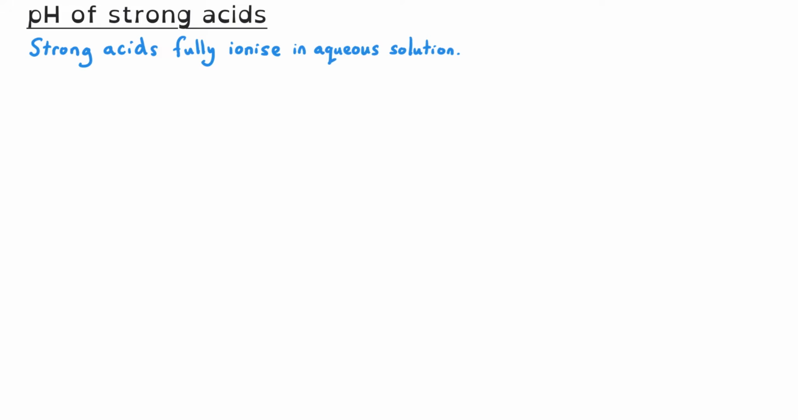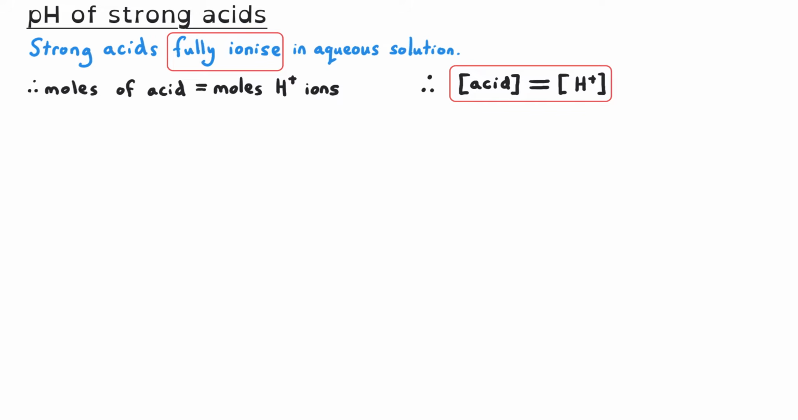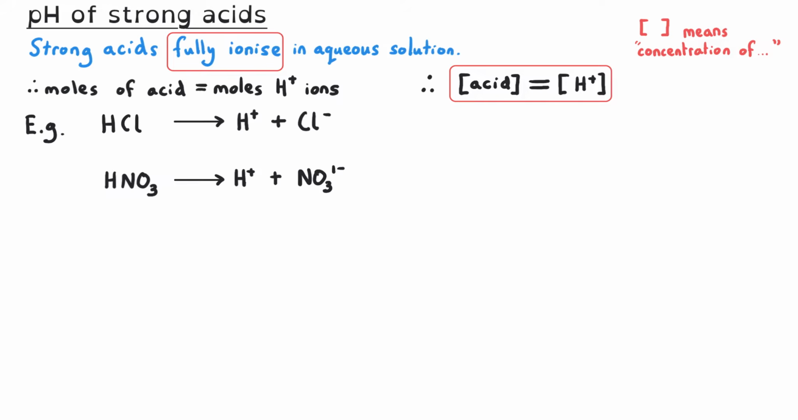Since strong acids fully ionize in solution, this means that the moles of acid in that solution will be the same as the moles of hydrogen ions in that solution. Or, more usefully, the acid's concentration will be the same as the hydrogen ion concentration. And you can see that in these equations that I'm showing here. The moles of hydrochloric acid and hydrogen in the equation are the same. And so that means that if I had 1 mole of hydrochloric acid, I'll make 1 mole of hydrogen ions. And if I had 2 moles of nitric acid, I'd make 2 moles of hydrogen ions. We can see that those are going to be the same.